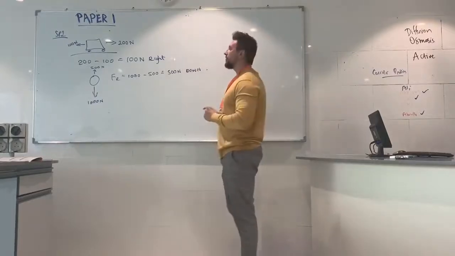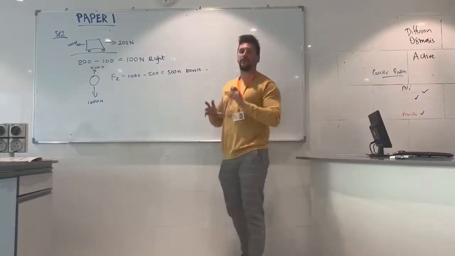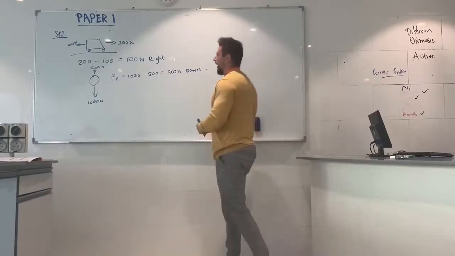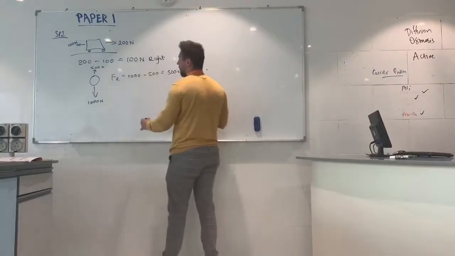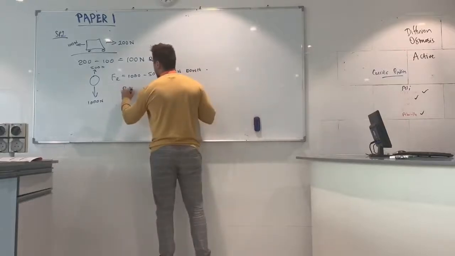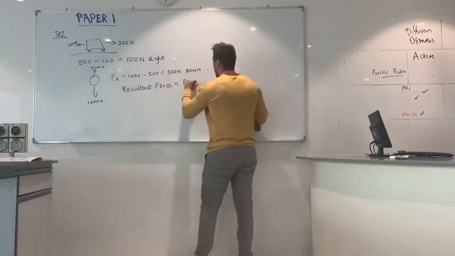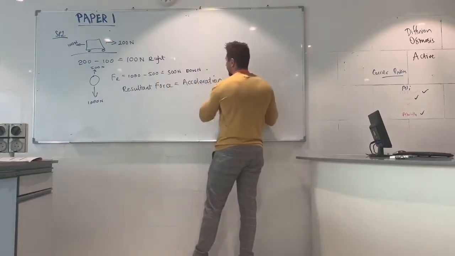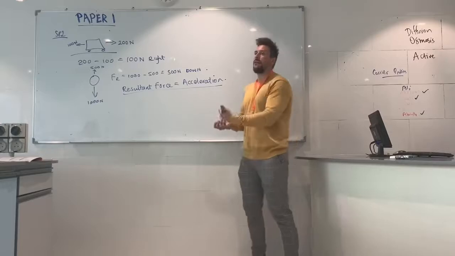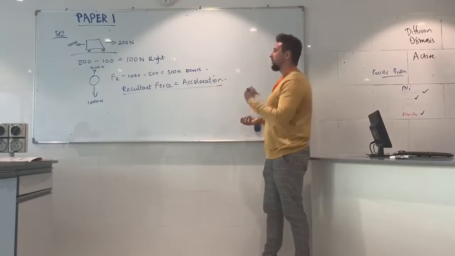Okay? That's as far as resultant forces go in terms of paper 1. Paper 2, you actually have to find components and do it slightly differently, but for paper 1, resultants are either up and down or left and right. Now, if there is a resultant force on an object, then that object must be accelerated. So resultant force equals acceleration. Okay? If there is a resultant force, it means there is a force on an object in one direction that is bigger than the force in the other direction. So if there is a resultant force, the object is accelerating.